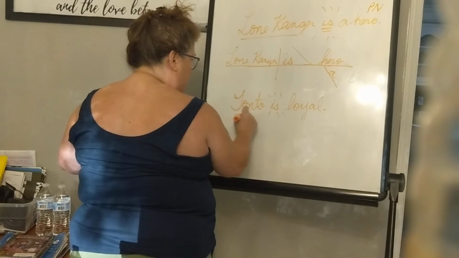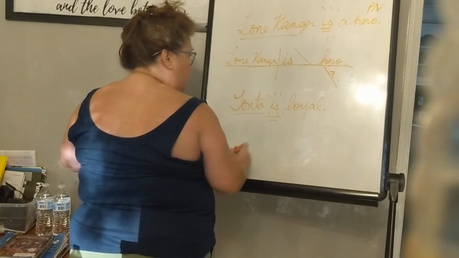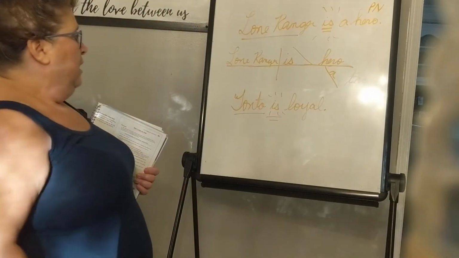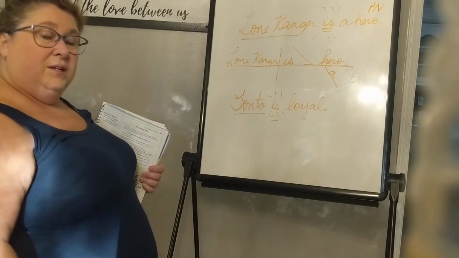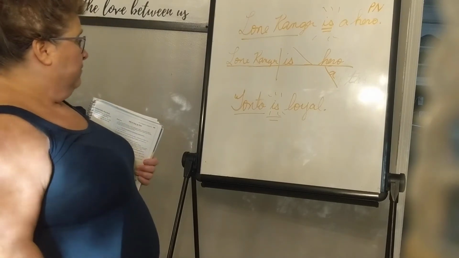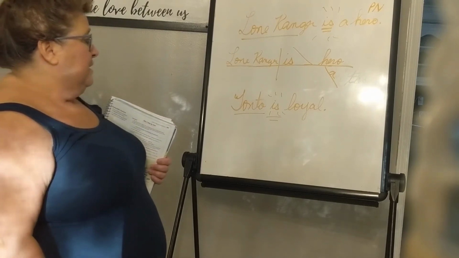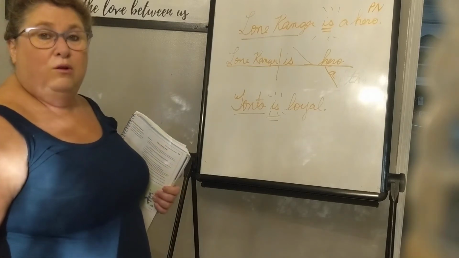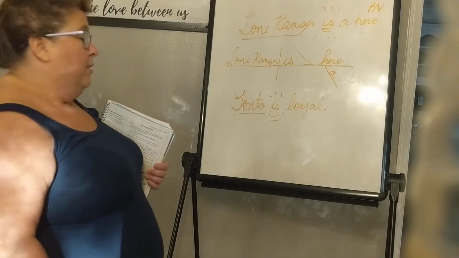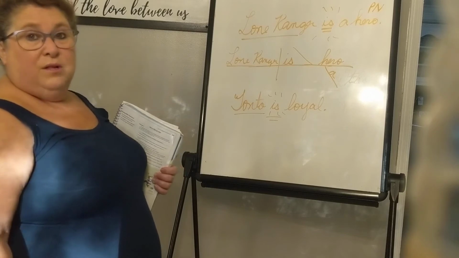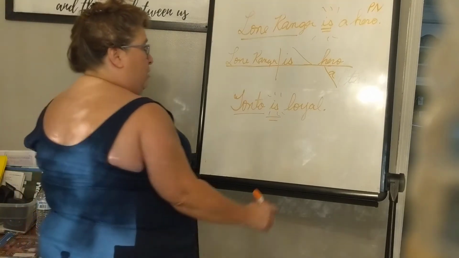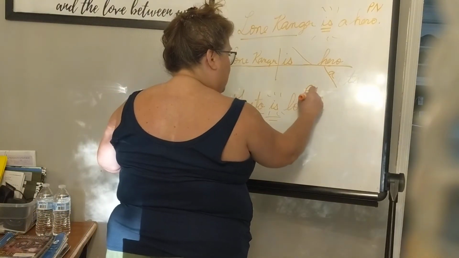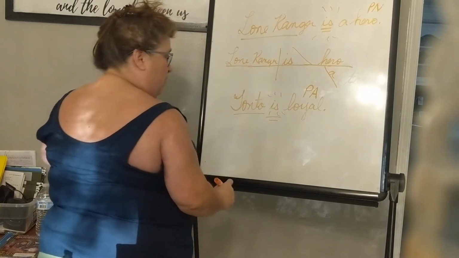So who or what is Tonto? So Tonto is whom or what? Loyal. So loyal is the completer, but we have to decide what kind of completer it is. Does it make sense to say Tonto is very loyal? It does. Or loyal Tonto? Very loyal makes more sense. So that means that loyal is a predicate adjective that's modifying our subject.